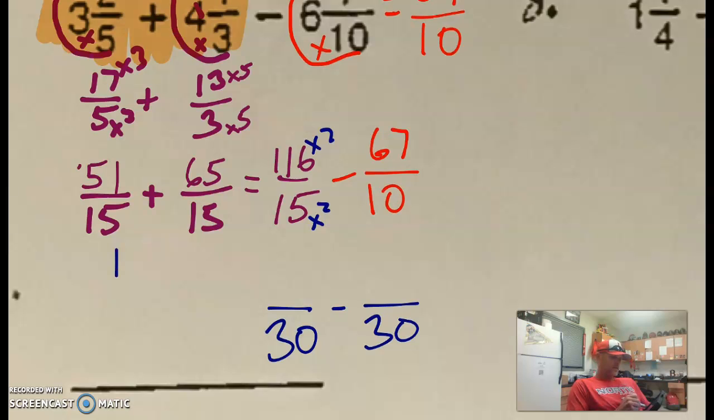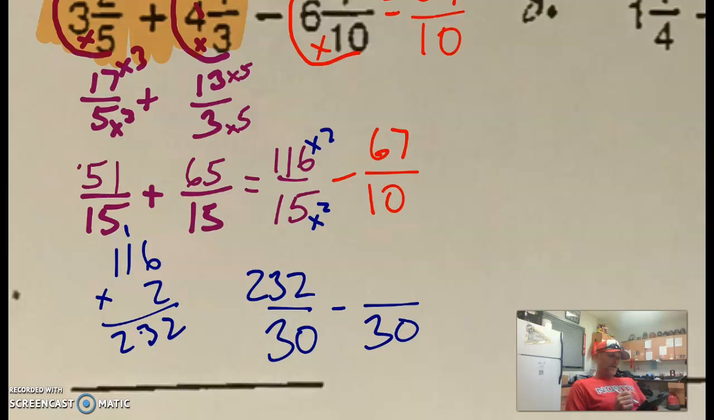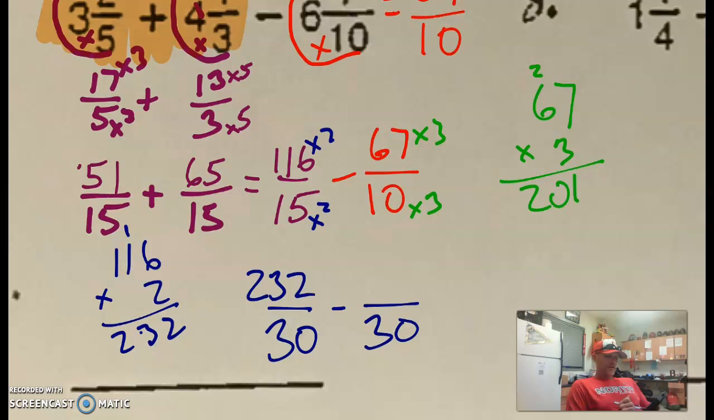116 times 2, that means we're just doubling it. 2 times 6 is 12. 2 times 1 is 2, plus 1 is 3. 2 times 1 is 2. So that is 232 over 30. Now, how did we get from 10 to 30? It's multiplied by 3. So we have to multiply 67 by 3. 3 times 7 is 21. 3 times 6 is 18, plus 2 is 20. So 201.